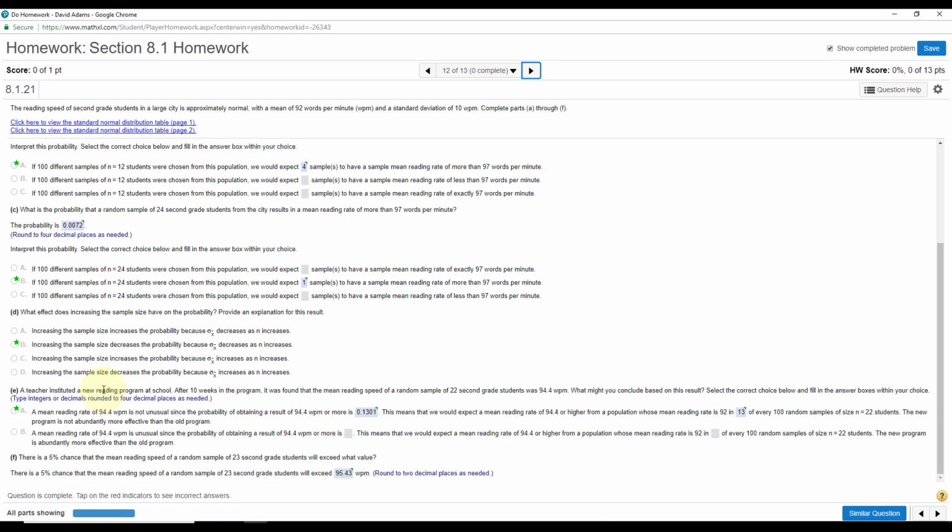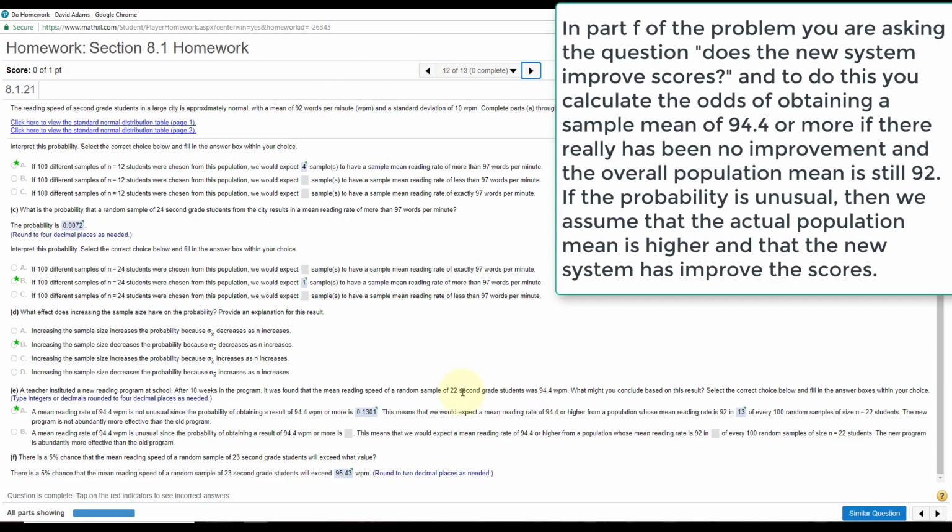So what you have to calculate is the probability that x bar is greater or equal to 94.4. The probability of getting a sample mean this far ahead of what you expected, the 92, all right, greater or equal, this extreme or more so. And so for the mean, you're going to type in 92. For the standard deviation, you're going to use 10 divided by the square root of 22, okay, and compute the probability that x bar is greater or equal to 94.4.